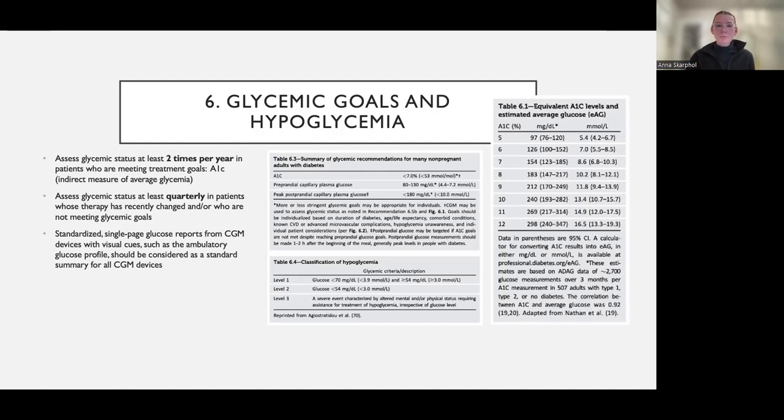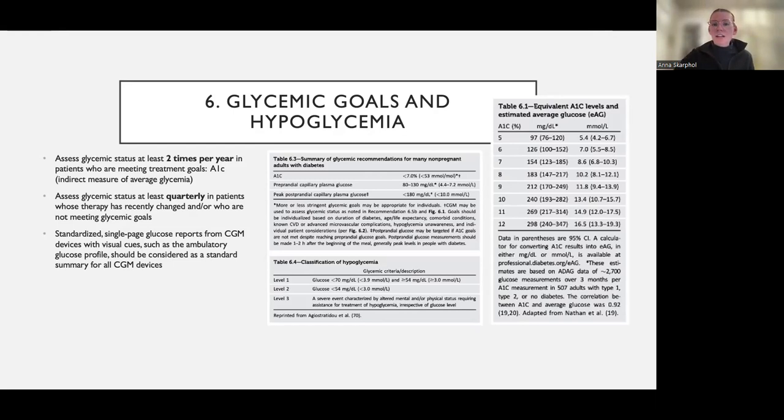They also draw our attention to the use of single-page glucose reports for CGM, and using standardized report layouts. That can really help patients if they're able to see the CGM data and that standardized report. It just puts a visual to what their blood glucose is doing and can really help patients to get a tighter control on their glucose.